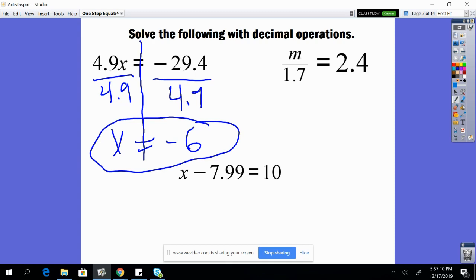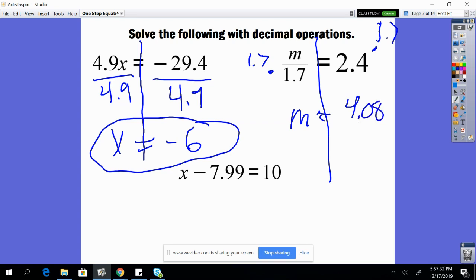Next one, division. What are we doing? Timesing by 1.7. 2.4 times 1.7. Draw my line. Times 1.7. m equals 4.08. Same exact thing. Don't be scared that there's decimals. You're doing the exact same thing.